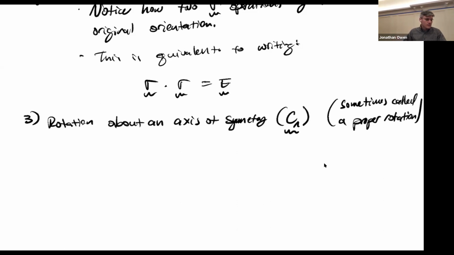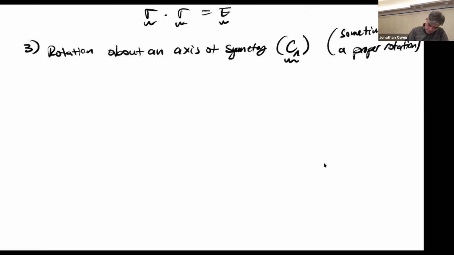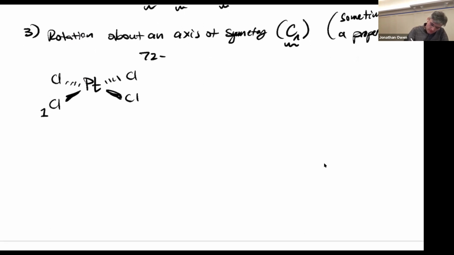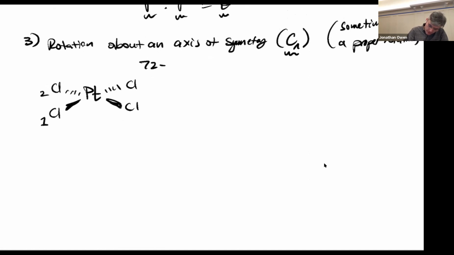And let's do an example here. One of my favorite molecules. This is a 2- complex, tetrachloroplatinate. Really beautiful red colored crystal, blood red color. Let's put some labels on here. We're going to make this chlorine number one, this chlorine number two, that guy chlorine number three, and that guy chlorine number four.